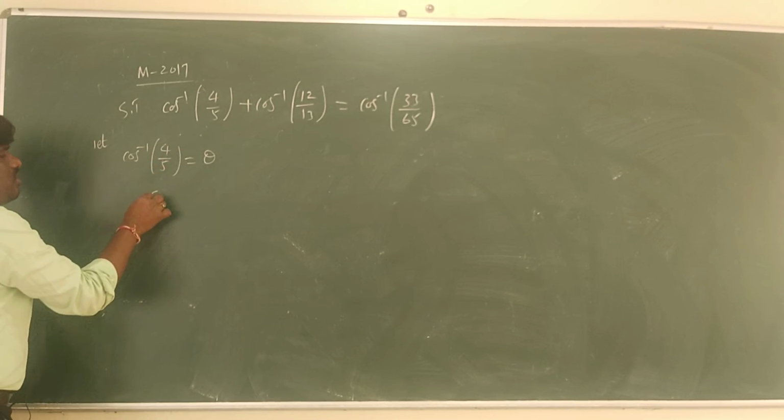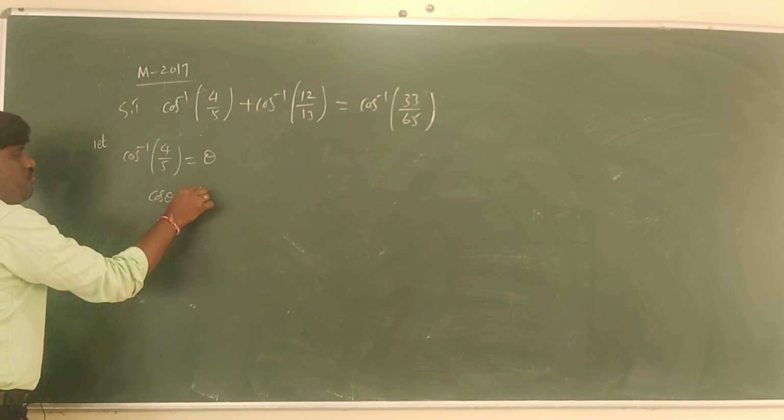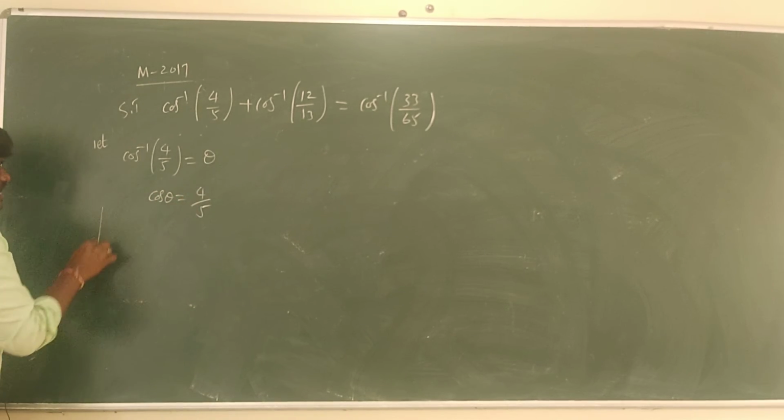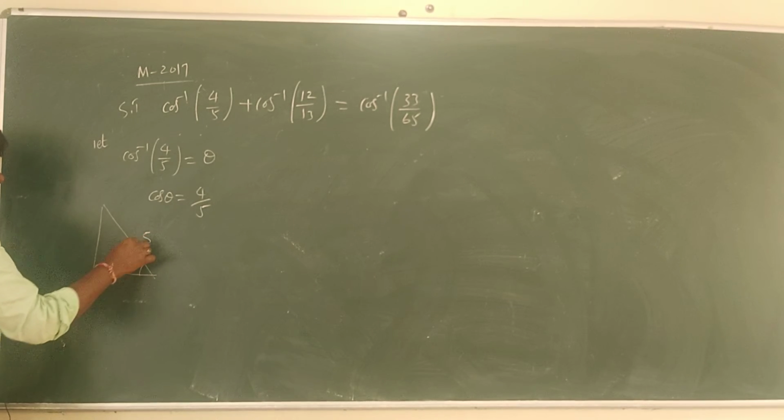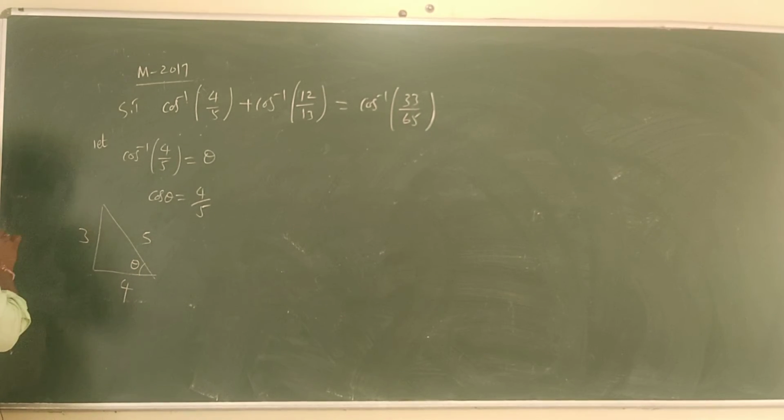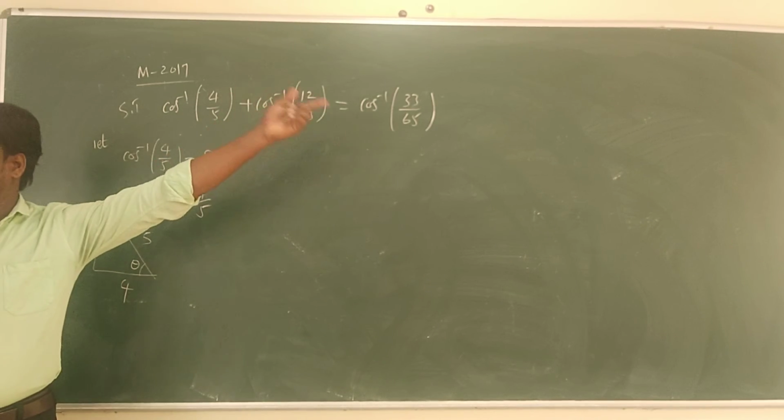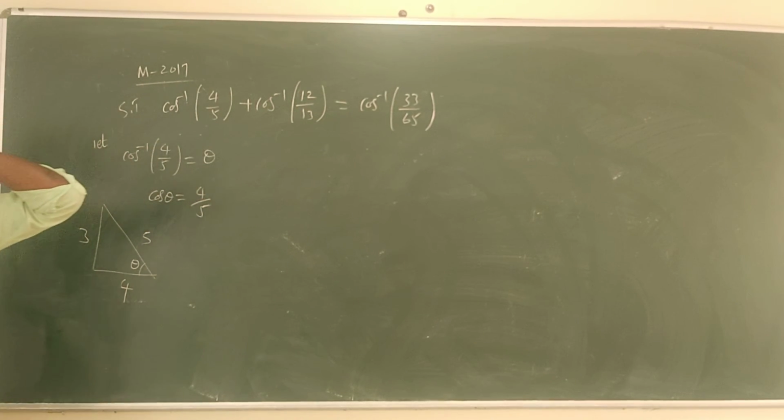Then what do I get here? Cos theta is equal to 4 by 5. Take the right angle triangle. Theta is here, this is 5, this is 4, then this will be 3. Now, whenever you have cos, you have to find sine and cos all the time. In the previous sum also I found sine and cos. In the first sum I found tan, because there was tan. Tan related formulas you have in boards.